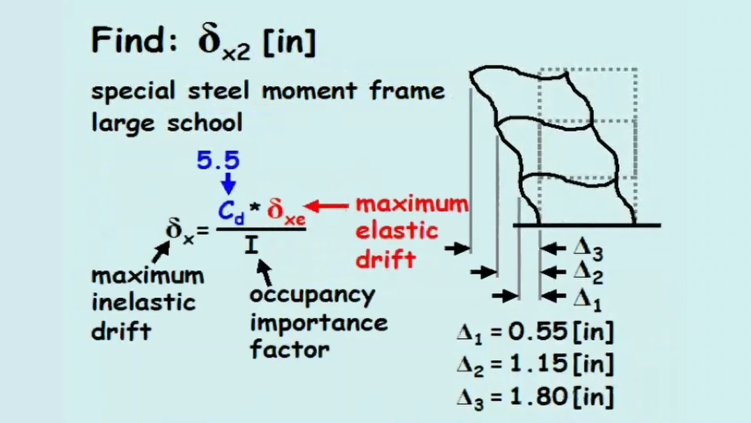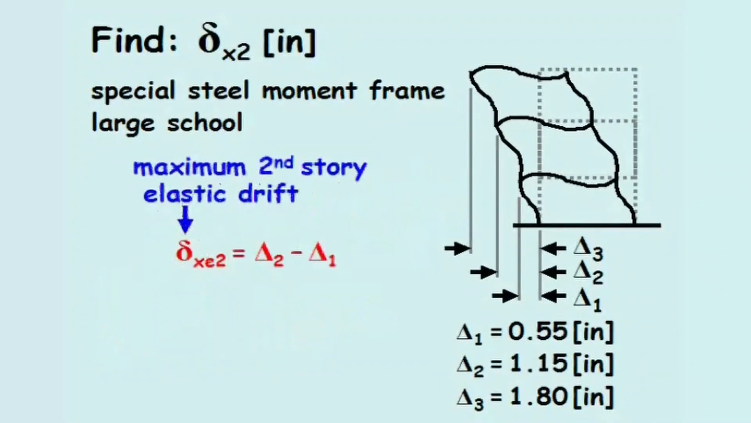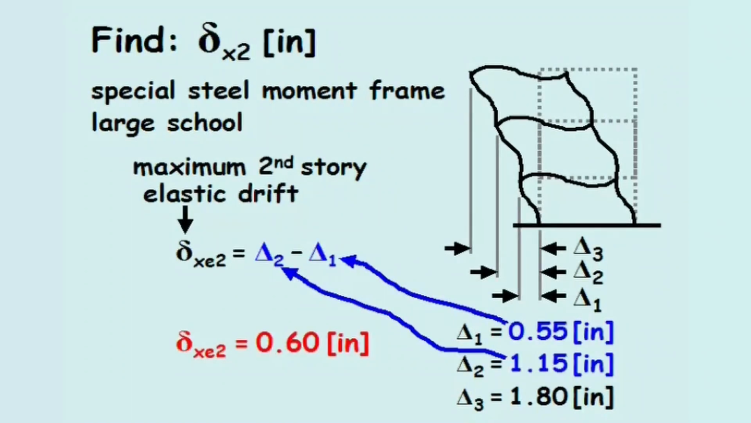Next, we'll determine the maximum elastic drift. Since the problem states to find the maximum inelastic drift in the second story, a subscript 2 is added to both drift terms in the equation. The elastic drift in the second story can be calculated by subtracting the total displacement in the first story from the total displacement in the second story. And the second story elastic drift equals 0.60 inches.